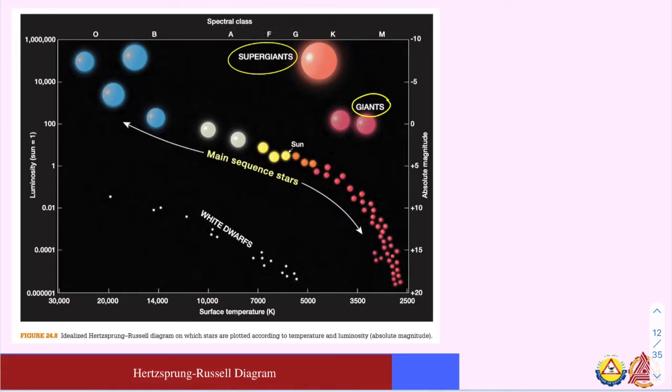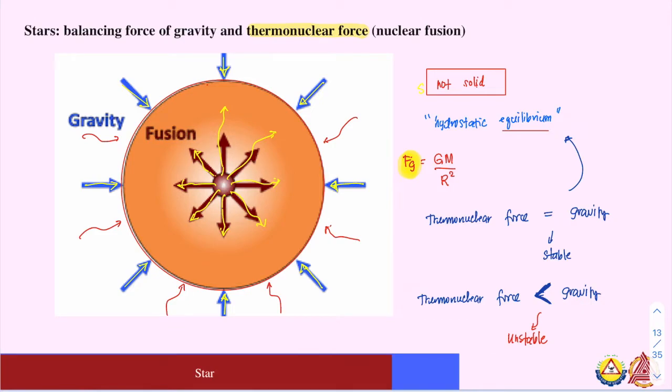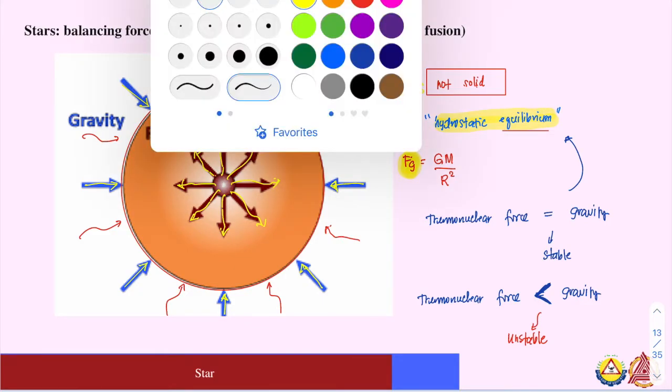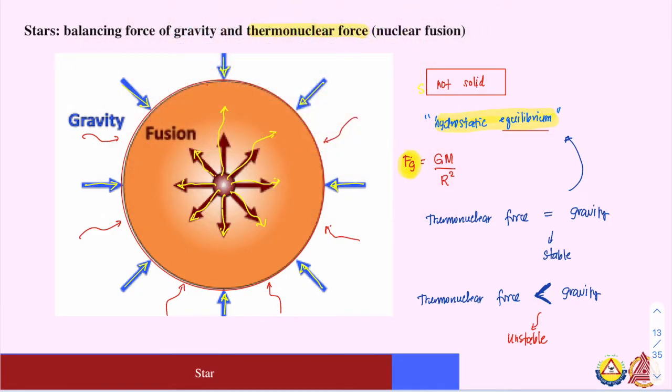So basically, if it's stable, it is in hydrostatic equilibrium, and the force of gravity trying to compress the star is equal to, or balanced by, the thermonuclear force generated from the nuclear fusion happening in the core of your star.